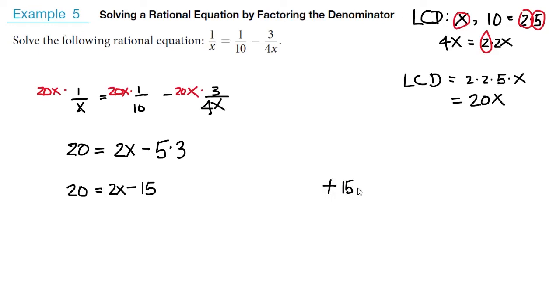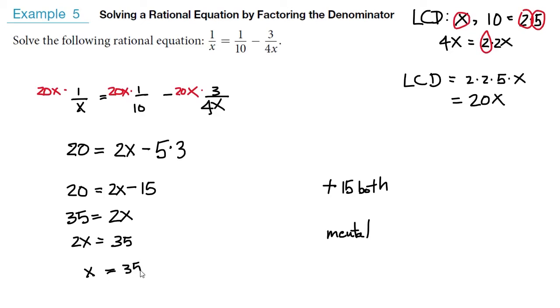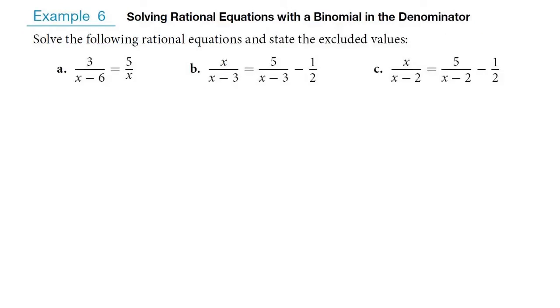So if I add 15 to both sides, I will get 35 equals 2x. Flip that around, 2x equals 35. This is usually a mental step because it doesn't matter which way the equal signs go. So x equals 35 halves.